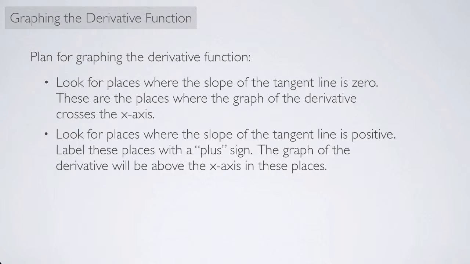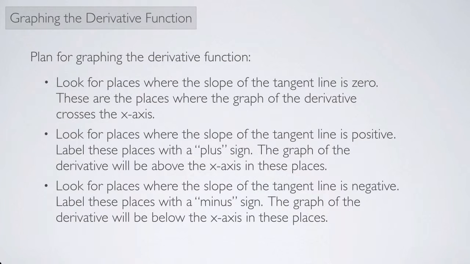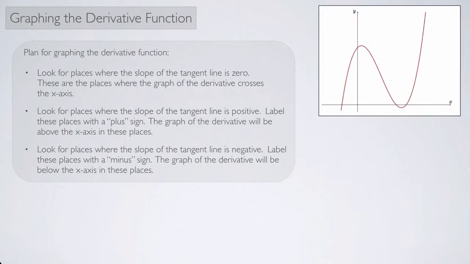Then look for places where the slope of the tangent line is positive, and I recommend labeling those places with a plus sign. The graph of the derivative will be above the x-axis in those places. And similarly, look for places where the slope of the tangent line is negative. Label these places with a minus sign, and the graph of the derivative will be below the x-axis in these places. So here's the plan, and let's look at an example.